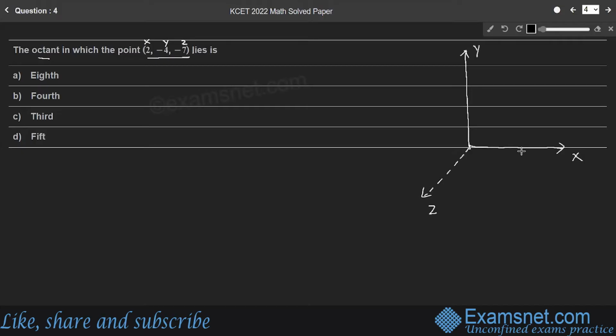So before going to the respective octant, we'll consider the general case. So the octants and the points whose coordinates are x, y and z. So for a point in the first octant, its x coordinate will be positive, y coordinate also will be positive, z coordinate will also be positive, right? Therefore, in the first octant, all the three coordinates will be positive, right? Whereas in the second octant, x will be negative, y and z will be positive. Whereas in the third octant, x and y will be negative, z will be positive, right?